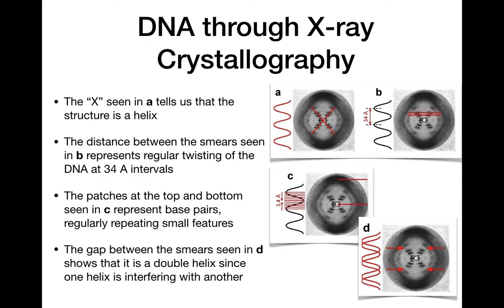And the gap here in D shows the double helix, because the two helices are interfering with each other and therefore they're not showing up clearly on the X-ray. Very tricky to interpret and understand until you learn how to do it, which is why Rosalind Franklin's expertise in this technique was so important.